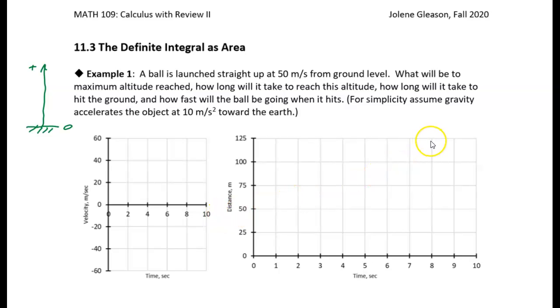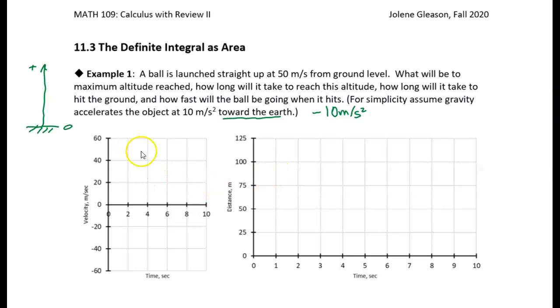We're also told that the force of gravity is accelerating this object toward the Earth at 10 meters per second per second. Remember, acceleration is the rate of change of velocity over time, right? So this is saying that the velocity is changing by 10 meters per second every second, but that acceleration is happening toward the Earth. And given our frame of reference, toward the Earth is in the negative direction. So we've got an acceleration of negative 10 meters per second squared.